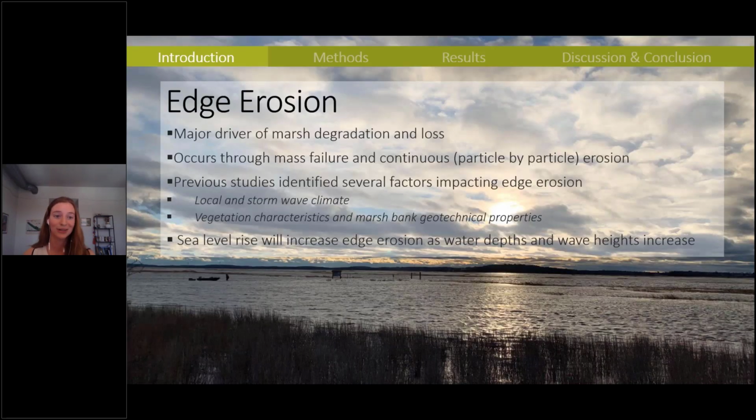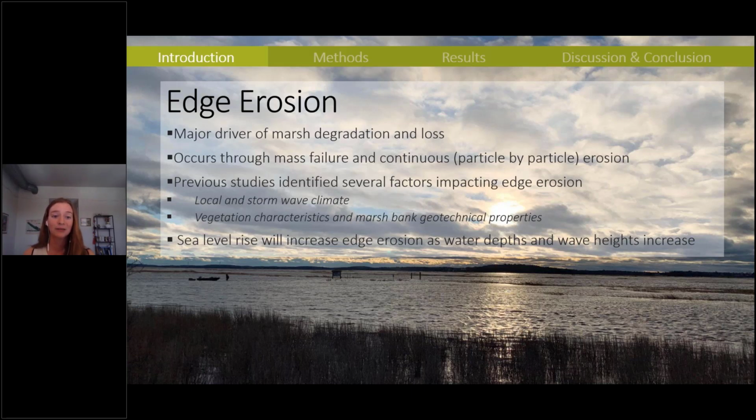That leads us into edge erosion. Edge erosion is the loss of marsh horizontally or laterally. So the loss of marsh bank or marsh edge and the expansion of channels in open water areas. It's a major driver of marsh degradation and loss. It occurs through two main ways: mass failure, where big chunks of the marsh bank slump off, kind of like the halving of icebergs, as well as a more continuous type of erosion where, particle by particle, piece of sediment by piece of sediment, the waves or something else dislodges the sediment and slowly starts eroding the marsh edge and makes it retreat backwards.